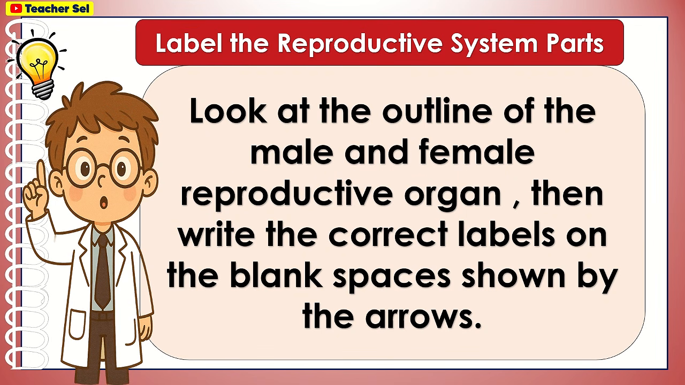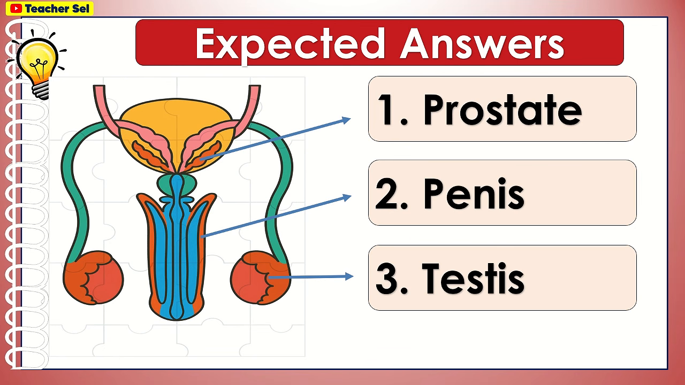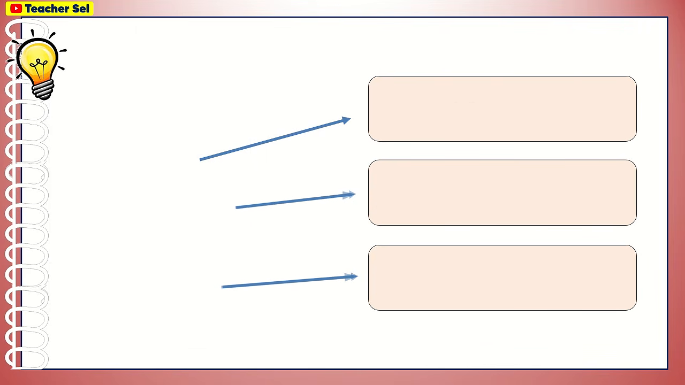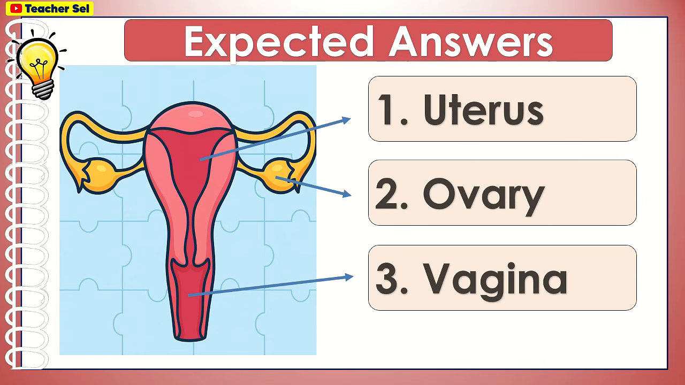Label the reproductive system parts. Look at the outline of the male and female reproductive organ. Then write the correct labels on the blank spaces shown by the arrows. Label the male reproductive system parts. For number 1, we have the prostate, 2, the penis, and 3, the testes. Next, label the female reproductive system parts. Here are the expected answers. Number 1, uterus, 2, ovary, and the third one is vagina.